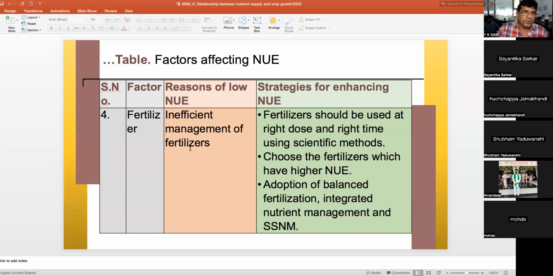Now we have neem coated urea, and if you compare with simple urea, its use efficiency is higher. Therefore, it is in the market. So sources affect. Then your time of application is also important.